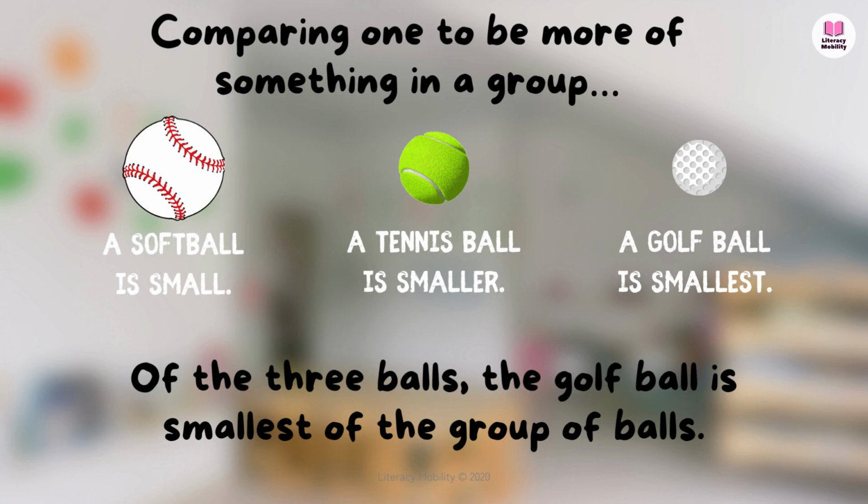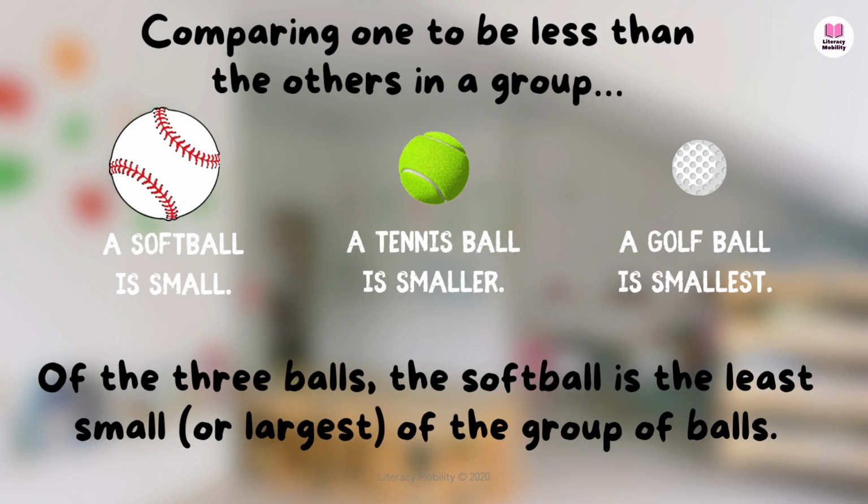Comparing one to be more of something in a group. A softball is small. A tennis ball is smaller. A golf ball is smallest. Of the three balls, the golf ball is smallest of the group of balls. Comparing one to be less than the others in a group. A softball is small. A tennis ball is smaller. A golf ball is smallest. Of the three balls, the softball is the least small or largest of the group of balls.